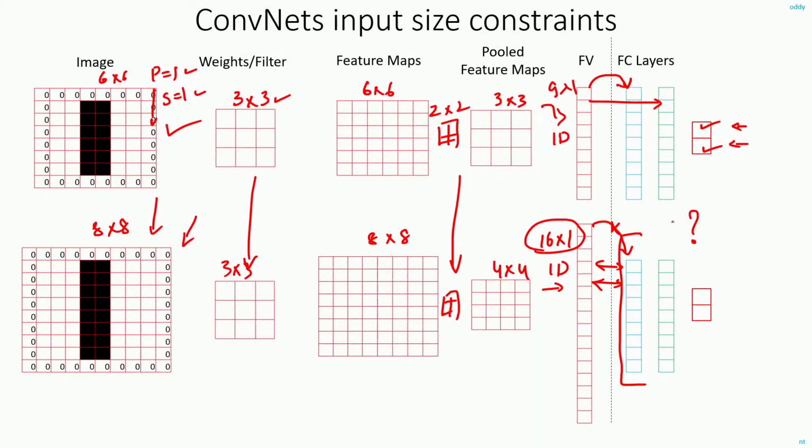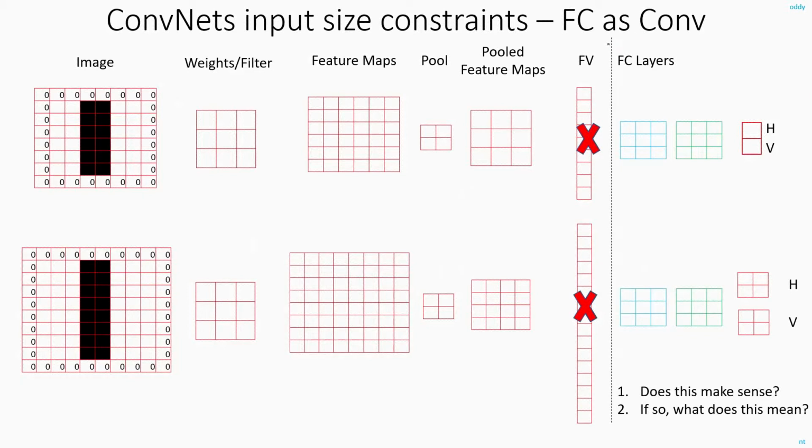Now the question is, can I solve this problem? Can I solve the problem of constraint at the fully connected layer? If so, how? One idea is, we have already discussed this, that I can implement the fully connected layer as a convolution operation. That is, instead of using a 9 by 1 filter, I'll just use a 3 by 3 filter. I'll just rearrange this vector in terms of a matrix. Okay. Now again, even in my convolution layer output, instead of converting this feature map to a one-dimensional feature vector, I'll directly use the feature map. Let's see what happens in this case.